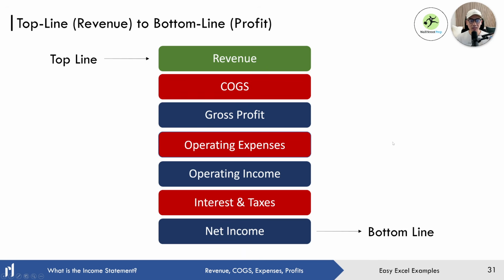And so here's a graphic of the core components of what the income statement looks like. So you start off with your revenue, then you subtract out your cost of goods sold, which gets you to your gross profit. Then you subtract out your operating expenses, which get you to your EBIT or operating income. Then you subtract your interest and taxes. That gets you to your net income, which is your bottom line. So people say, what's the top line of a company? What's the bottom line? This is pretty much what they're referring to here.